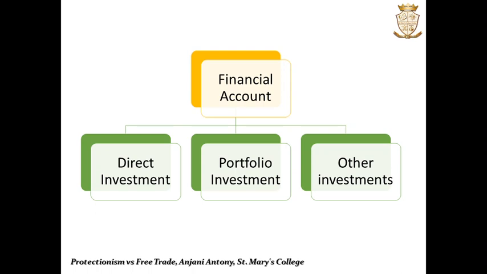Third one is other investment. It means the loans or any financial help which we seek from other nations. Okay. So there are three components: direct investment, portfolio investment and other investment.